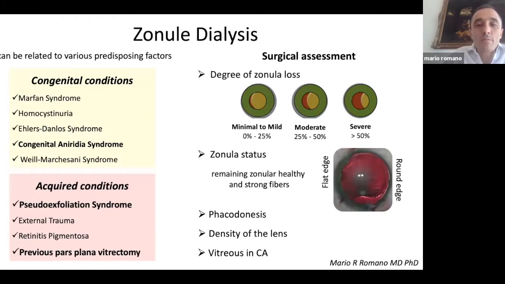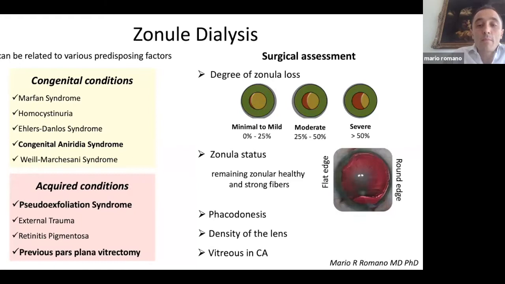So let's start from the zonula dialysis. It can be related to congenital conditions like Marfan syndrome, homocystinuria, but also congenital aniridia syndrome, and acquired conditions like pseudoexfoliation syndrome and retinitis pigmentosa, or also previous pars plana vitrectomy. First of all, we need to assess the degree of zonula loss.